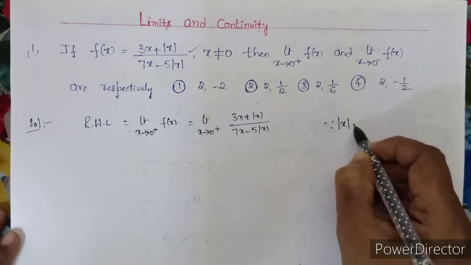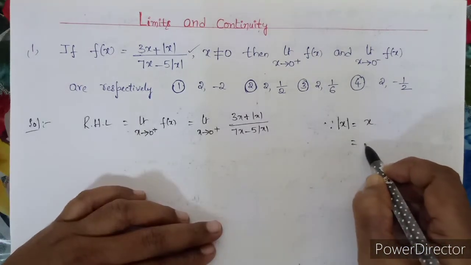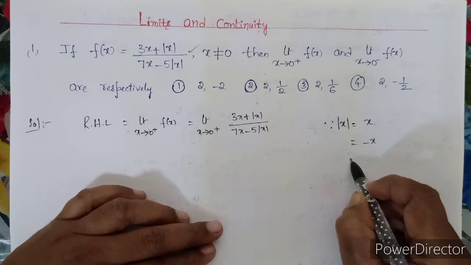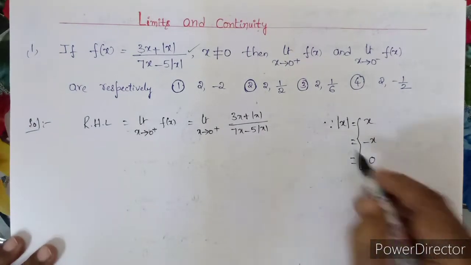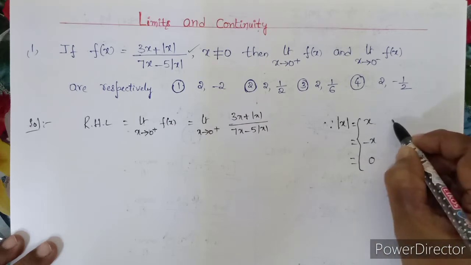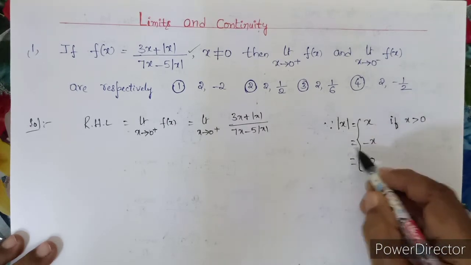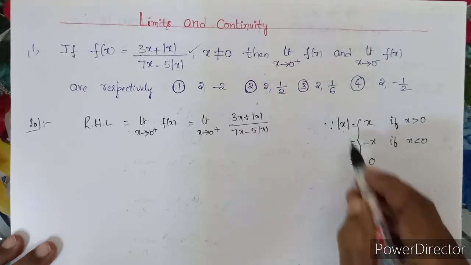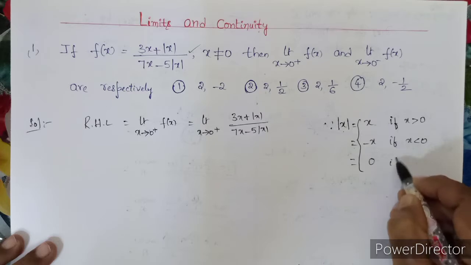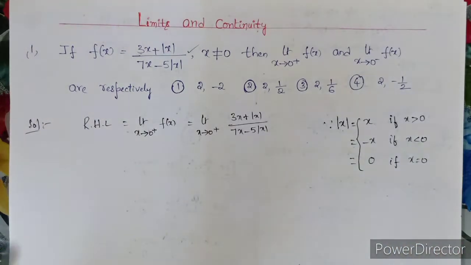Mod x is equal to plus x if x is positive. Mod x is equal to minus x if x is negative. Mod x is equal to 0 if x equal to 0. This is the definition of mod x.